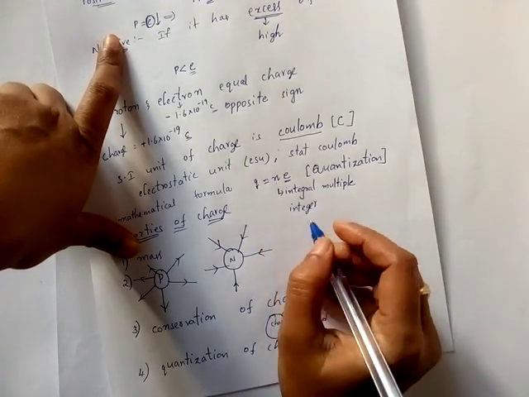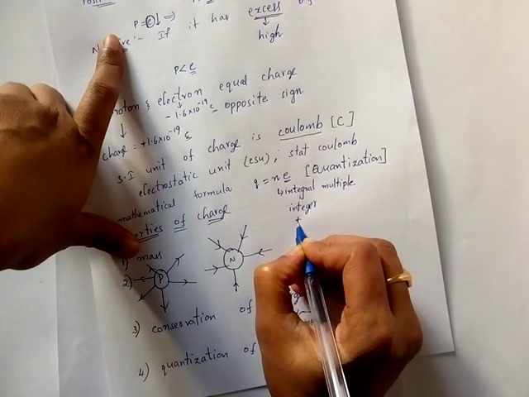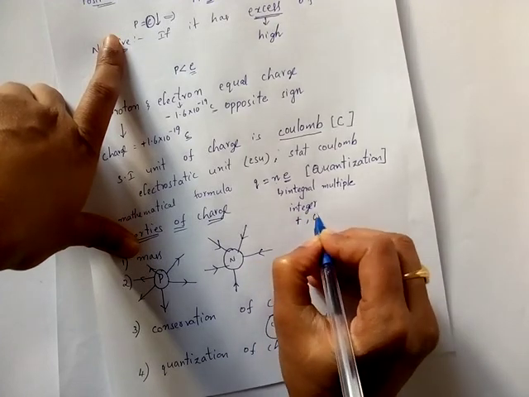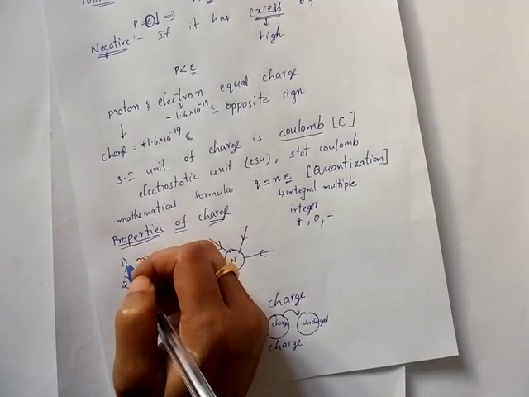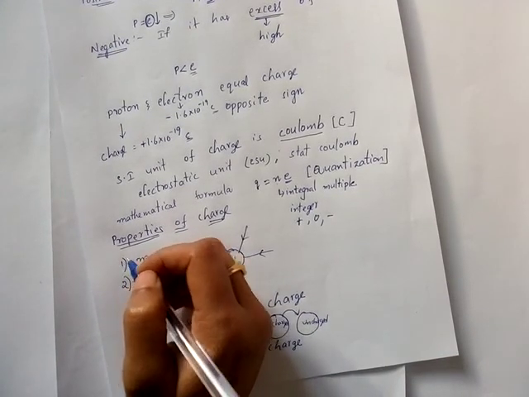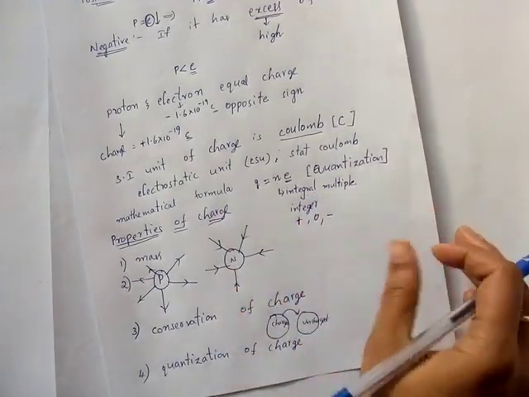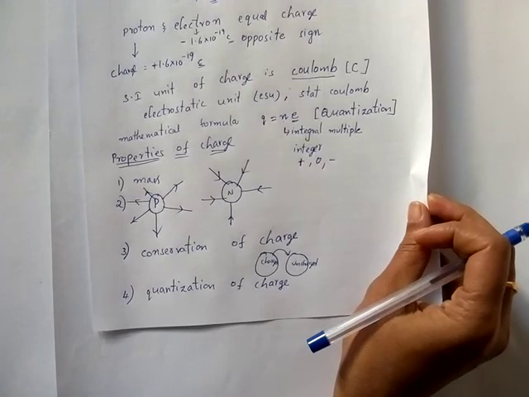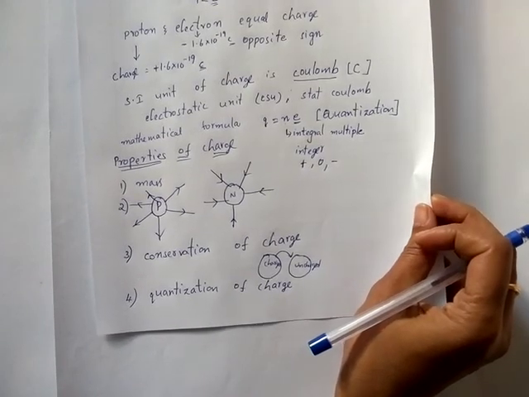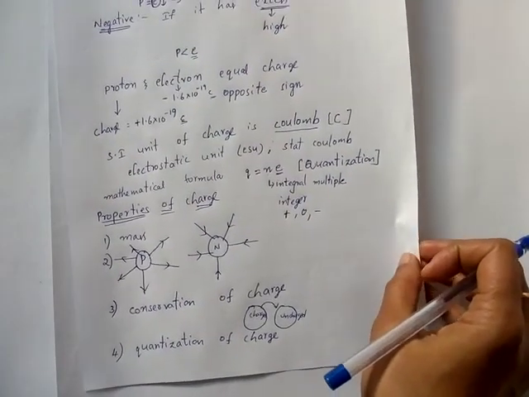You know what is integer, right? It can be plus, 0 and minus. So you will have negative integers, positive integers and 0 integers. So when you are telling charge, that is integral multiple, this we call it as quantization of charge. Okay, so these are different properties of charge.